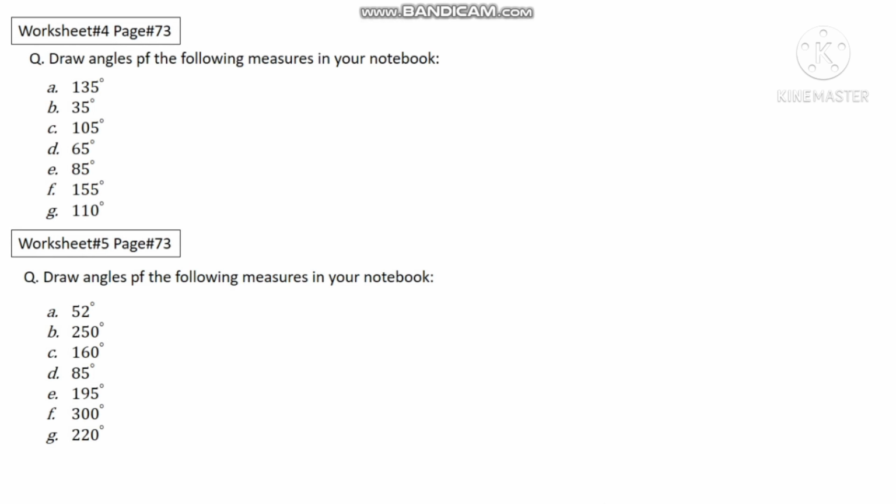Your homework is practice of worksheet number 4 and 5, page number 73. After constructing these angles in your rough notebook, you will share a picture of your work with me on Google Classroom.